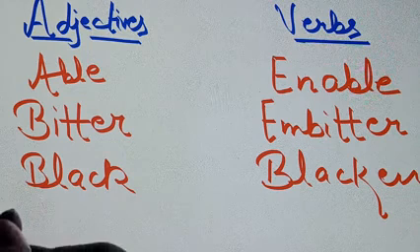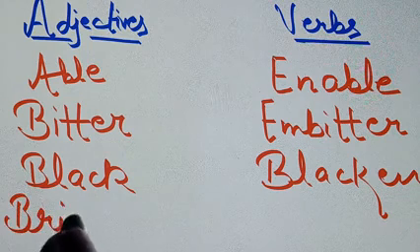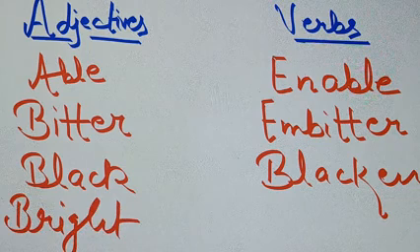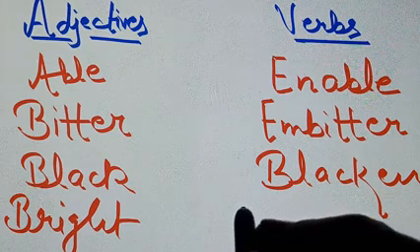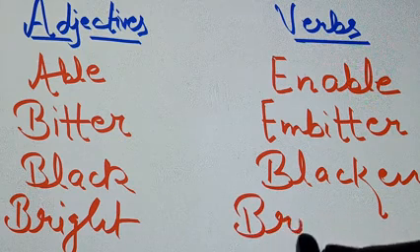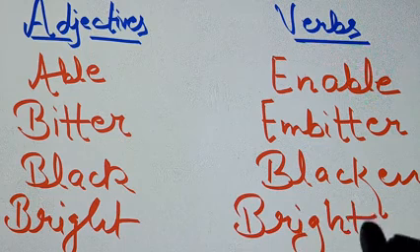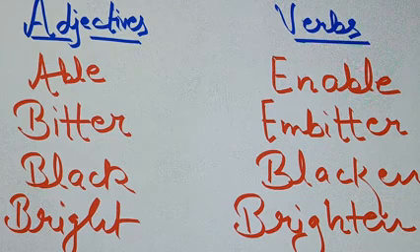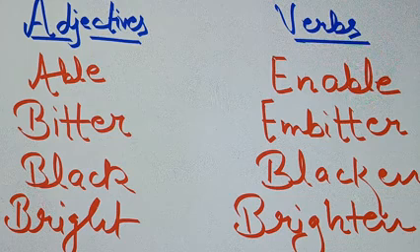Similarly, if I am using bright, the same case is here. Definitely its verb will be brighten. She brightens my life. When I am describing someone, it is an adjective, but here I am using the adjective bright as a verb.